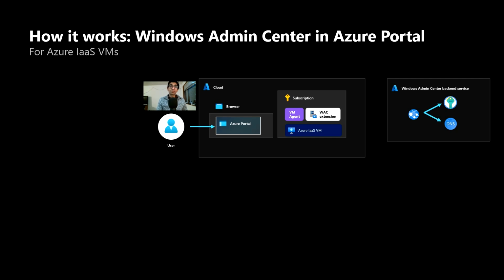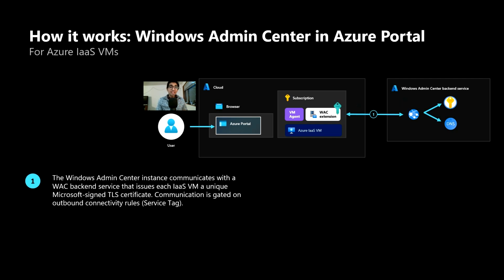During deployment, Windows Admin Center talks to a backend service that provisions a unique Microsoft-signed TLS certificate and DNS record for each of your virtual machines. This backend service is also in charge of renewing your certificate and DNS records throughout the year. Of course, this communication is an outbound communication from your virtual machine to our backend service. And so just like many other Azure services, this is controlled by you via the integration that we have with Service Tags. And so you control this outbound access.